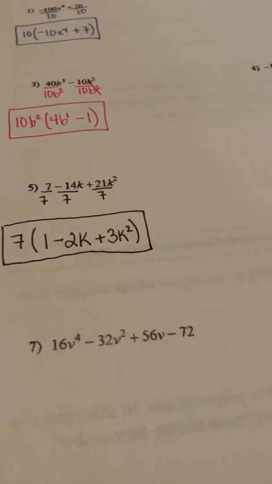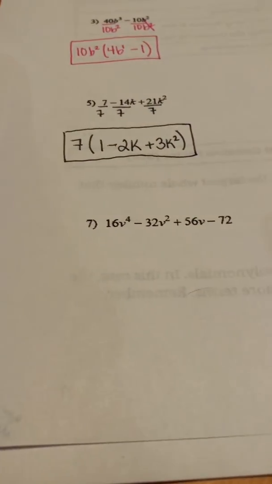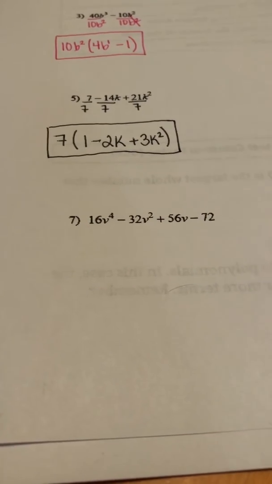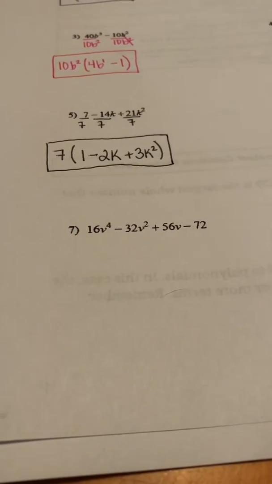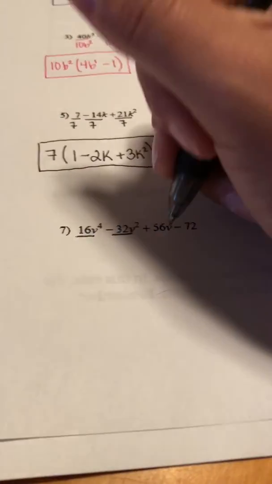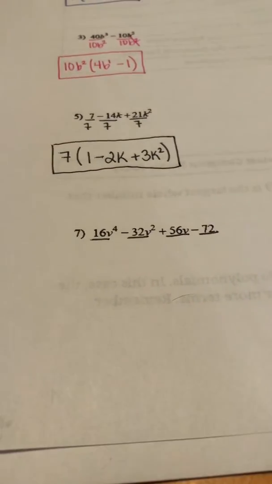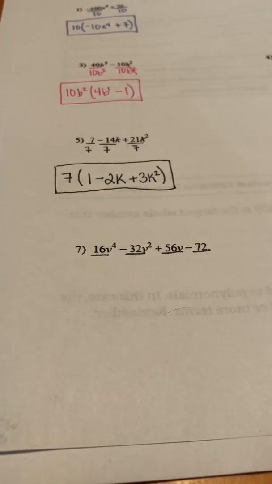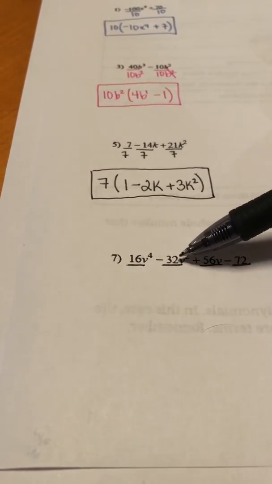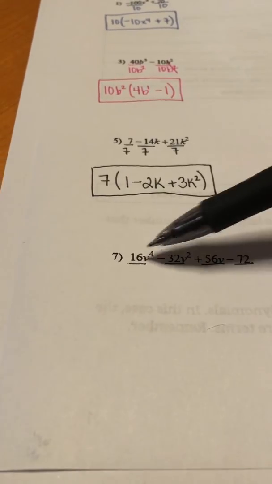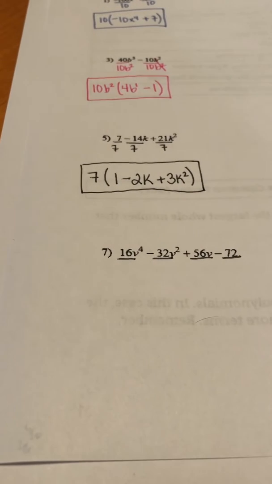All right. And then we have number 7, which has 4 terms. So in order for them to have something in common, we need each one of the parts to have it. So 16, 32, 56, and 72. What do they all have in common? Well, I'm going to start with 16 and 32. I know 16 and 32 can be divided by 16. But can I divide 56 by 16?